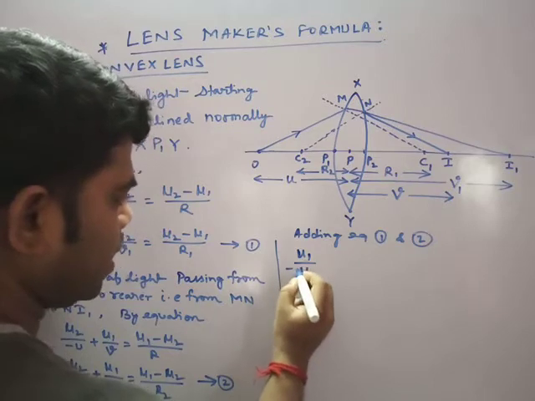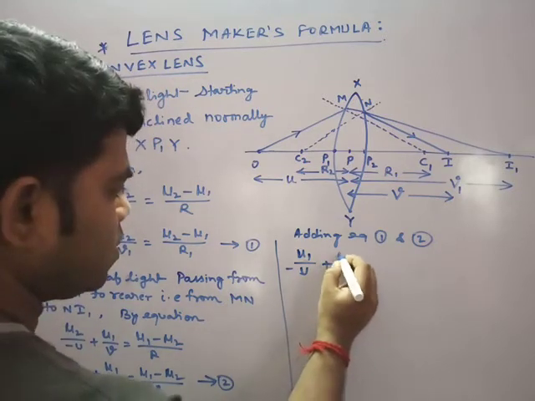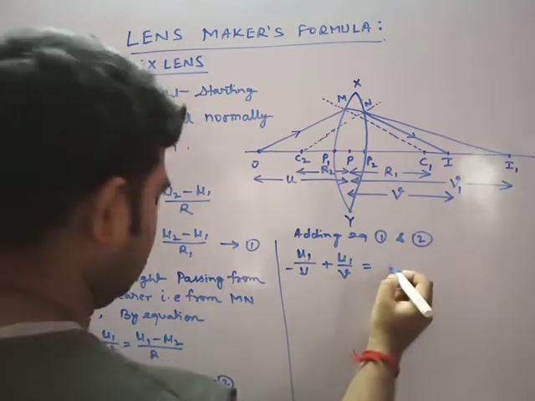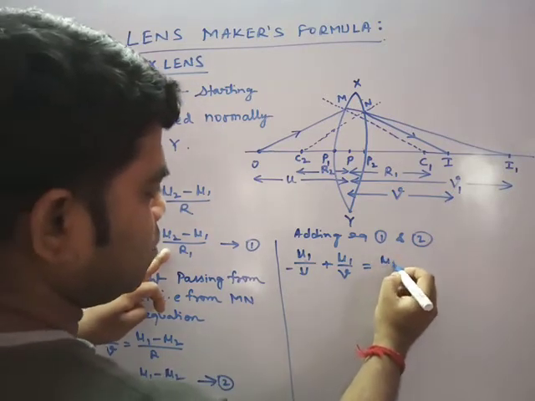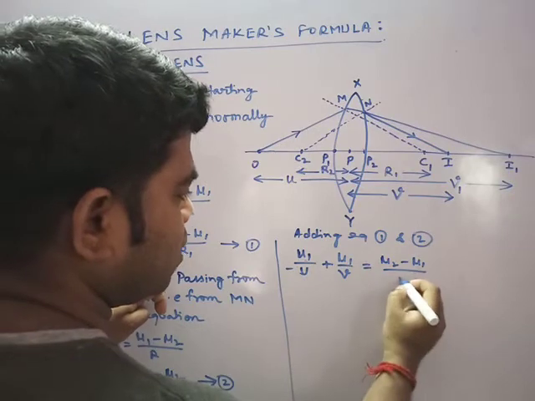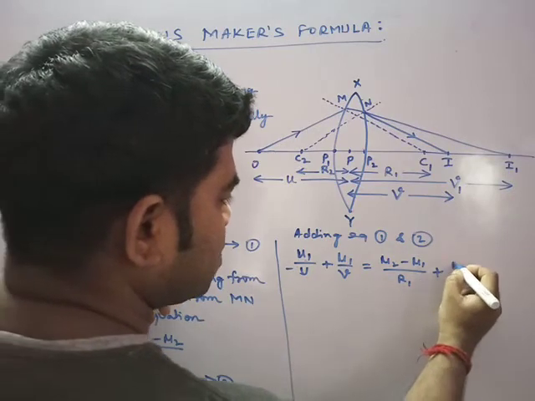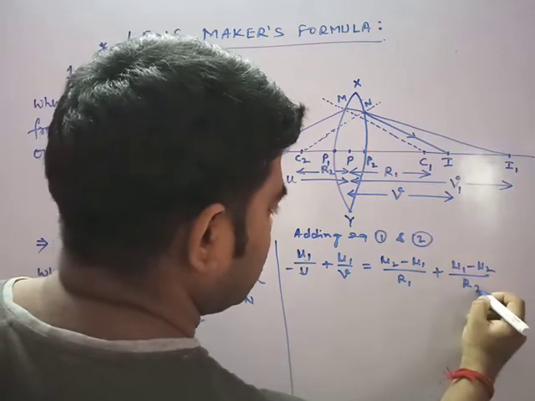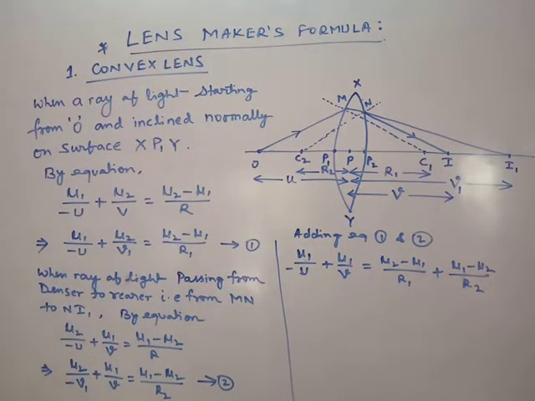mu1 by u plus mu1 by v is equal to, here on the side it is mu2 minus mu1 by r1 plus mu1 minus mu2 by r2. This is the formation. Is it clear? Okay.